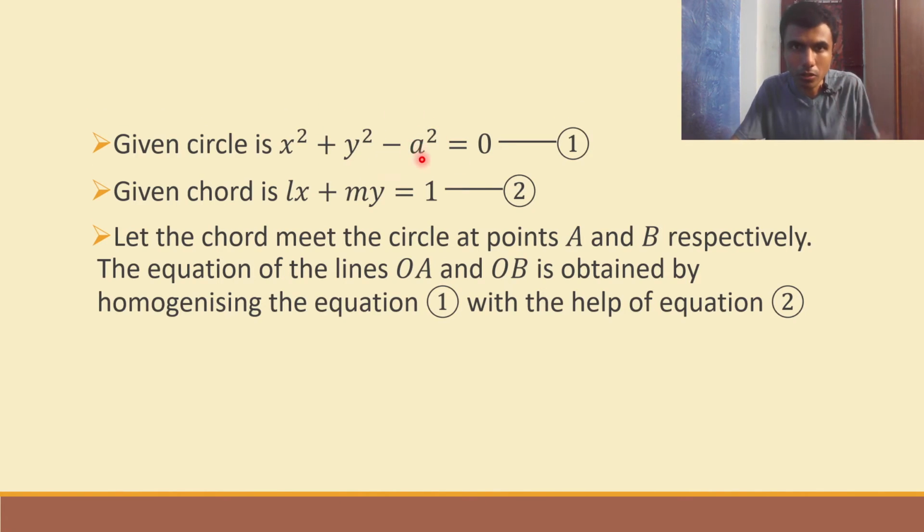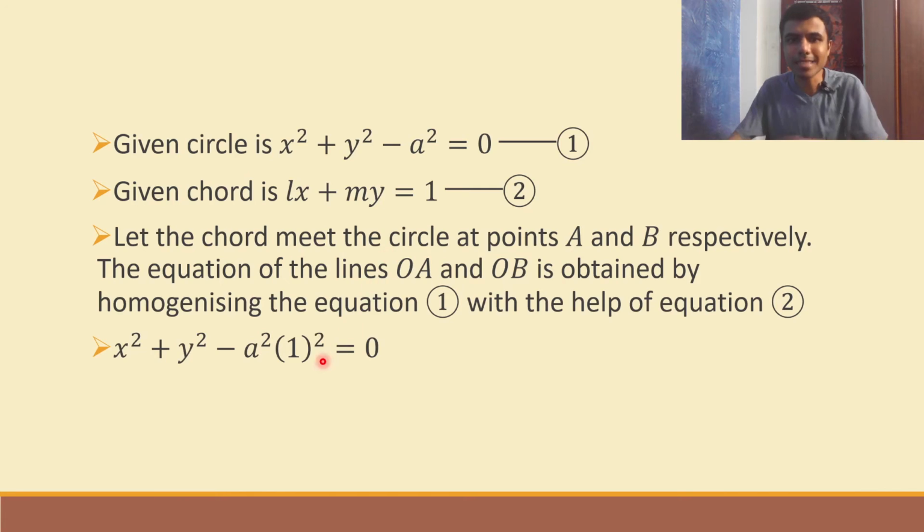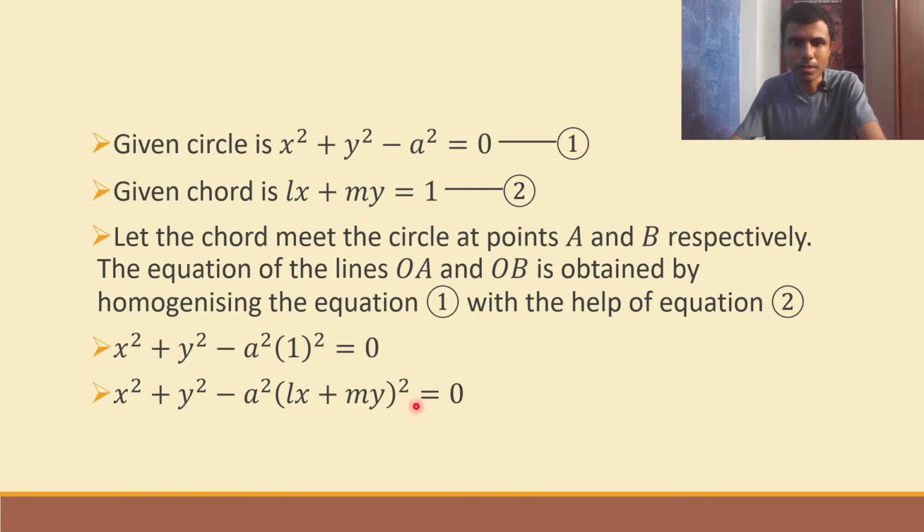So a square is a constant term. There are no linear terms in this equation. So this one will become x square plus y square minus a square into 1 square. Now 1 is what? This is lx plus my. Substitute it. Very easy. Lx plus my whole square.